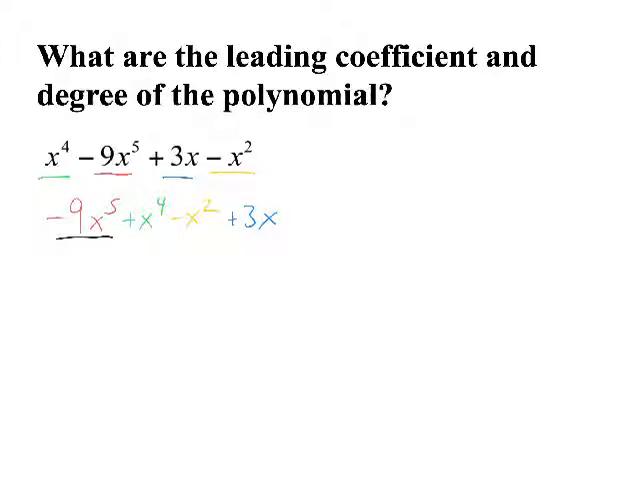Alright, and if you're trying to find the lead coefficient, you are talking about the number in front of that first piece. So my lead coefficient, I'll call it LC, is going to be negative 9. Alright, and then our next piece is what is the degree? Well, to get the degree, it's the highest power, so the power of that lead piece. So it is a fifth degree, so this would be a fifth degree polynomial.